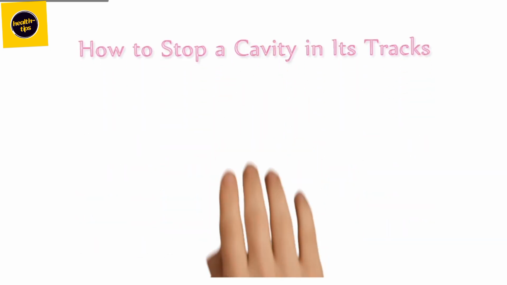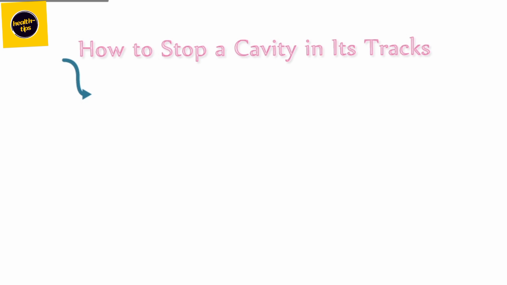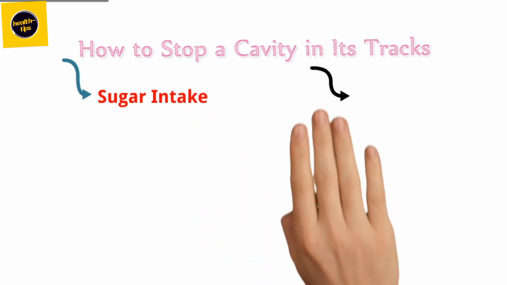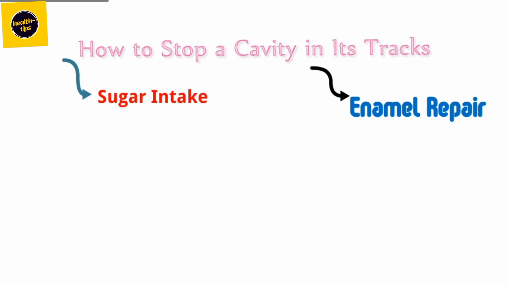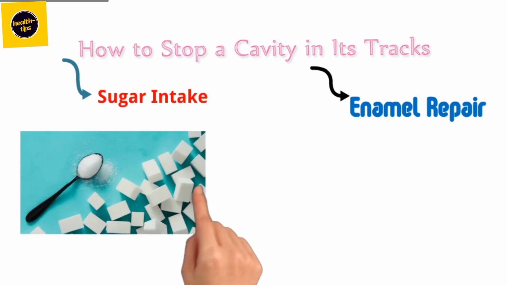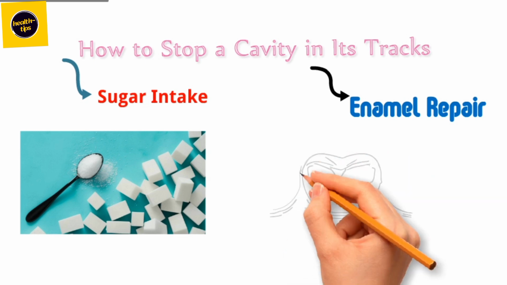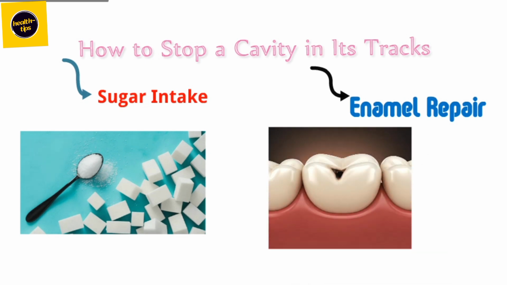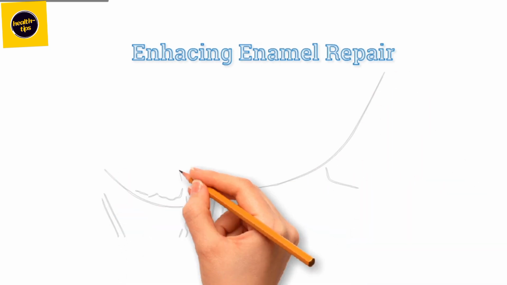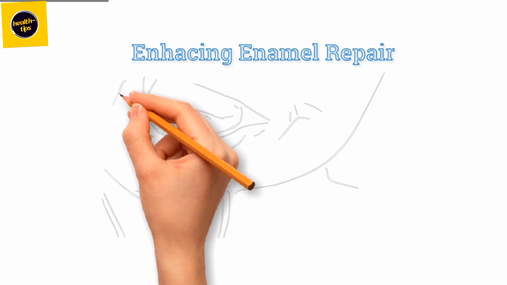How to stop a cavity in its tracks? Here, to halt the progression of a cavity, we need to address two key factors: sugar intake and enamel repair. Reducing sugar. Limiting sugar consumption is crucial, as it reduces the formation of plaque, the bacteria-filled film that causes tooth decay. Enhancing enamel repair. Our saliva is nature's miracle worker, packed with minerals that can repair tooth enamel.